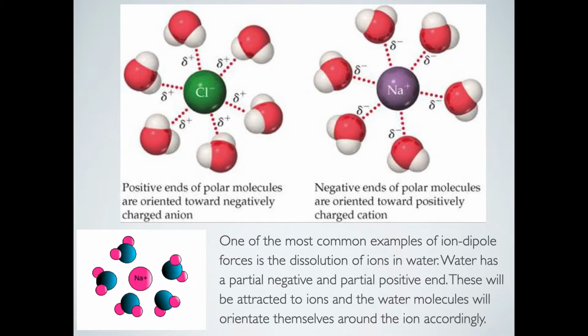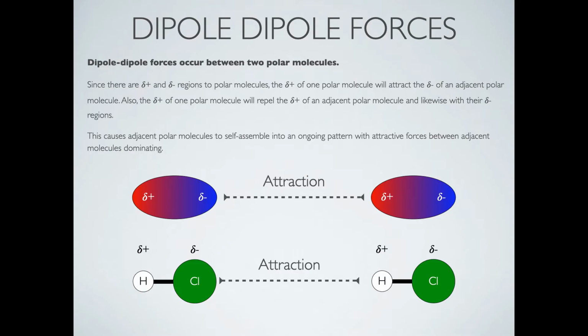So one of the most common examples of ion dipole is our ions dissolved in water, like sodium chloride dissolved in water. Okay, 2 videos for you to watch, a little bit more in depth, some examples from some good communicators. All right, that pretty much sums up ion dipole.